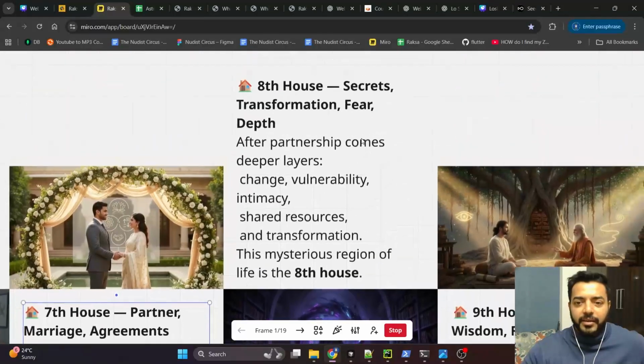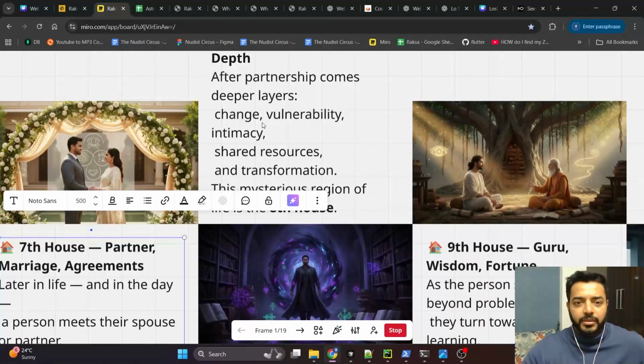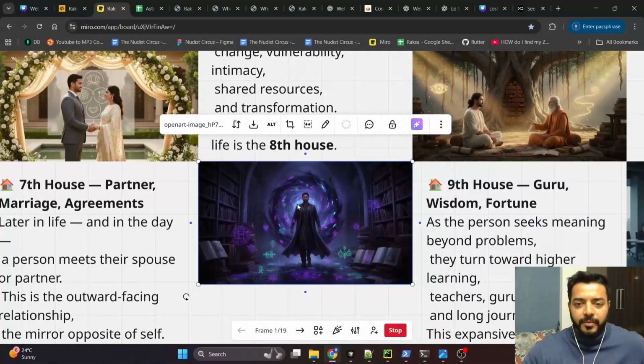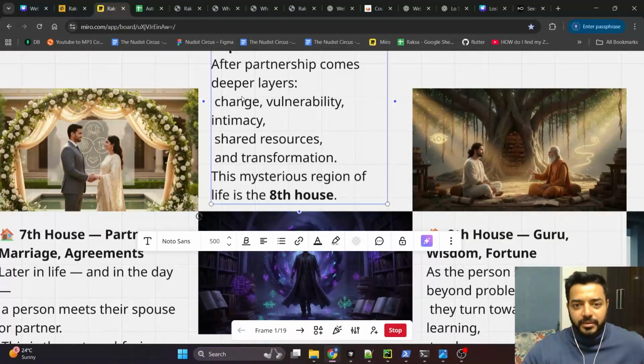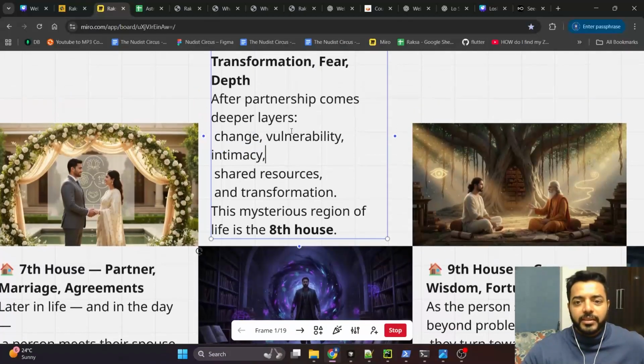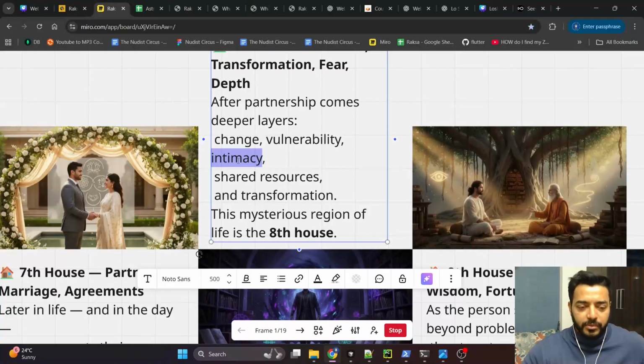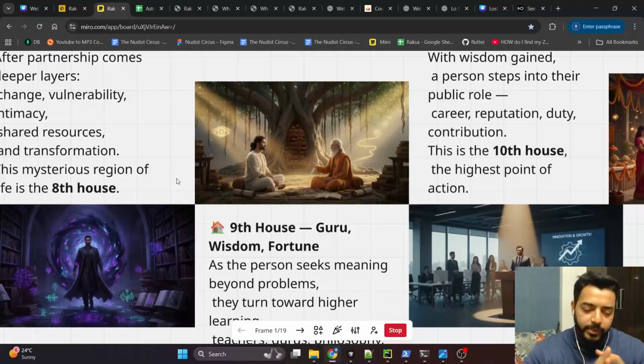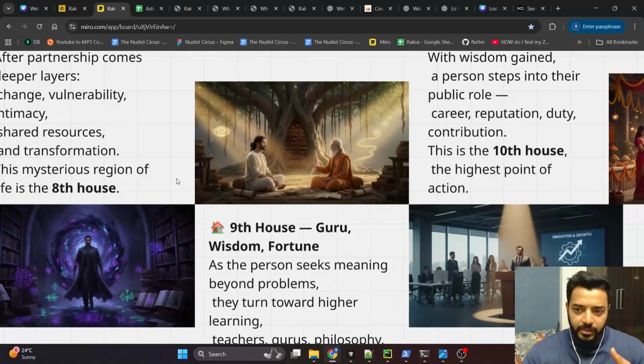So after this is done, he gets into the house of transformation, right? Deeper layers, change, vulnerability, intimacy, shared resources and transformation. The mysterious region of the 8th house. So he thinks about all of these things, how to change, how to transform himself, and most importantly, intimacy, right? So next, after the 8th house, now he met with his mother, and then children, and then wife, and then he thought about intimacy and vulnerability, etc.